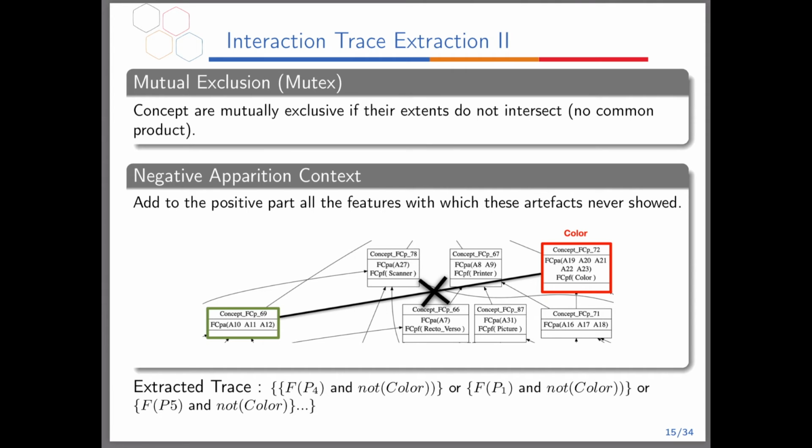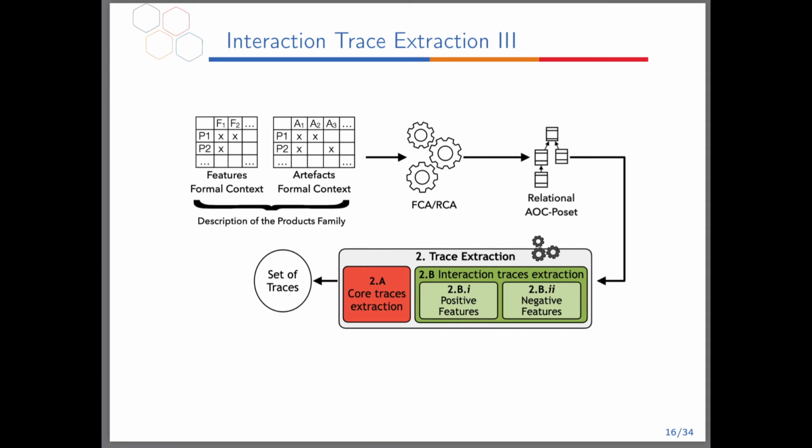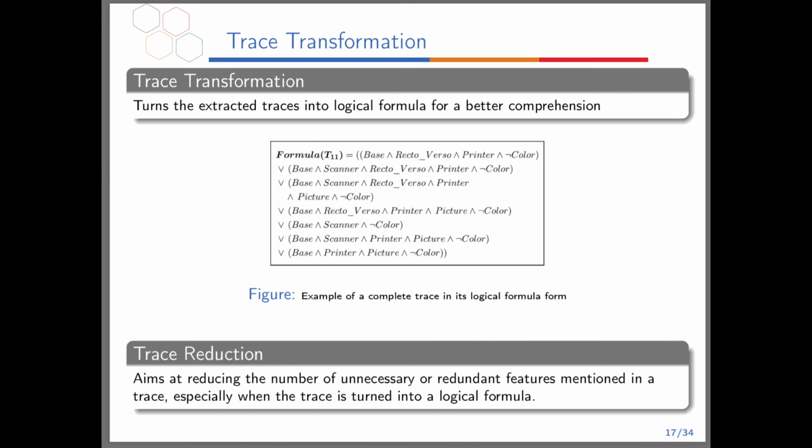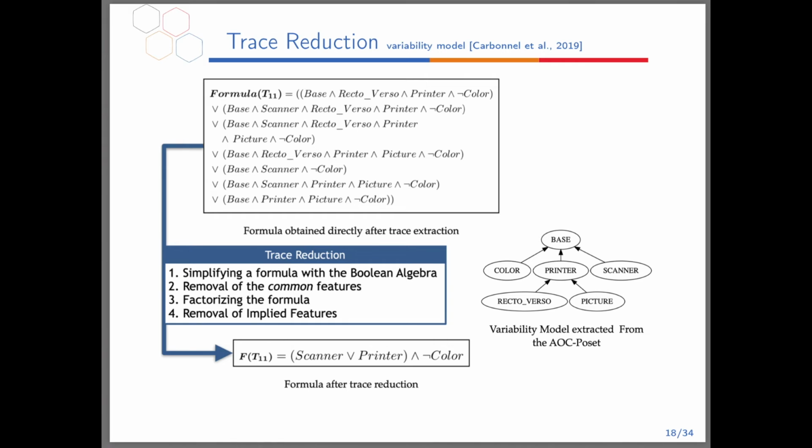And from this point, we obtain the minimal set of traces that can be extracted from our product family. We now propose to transform these traces into logical formulas for better comprehension. As we see here, the formula can be quite long and thus difficult to understand. We found that most of the terms in this formula are redundant and thus the formula itself can be simplified. The simplification is done inside a trace reduction phase. Here we reduce the formula in 4 steps.